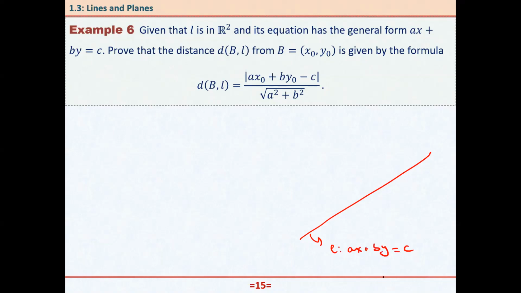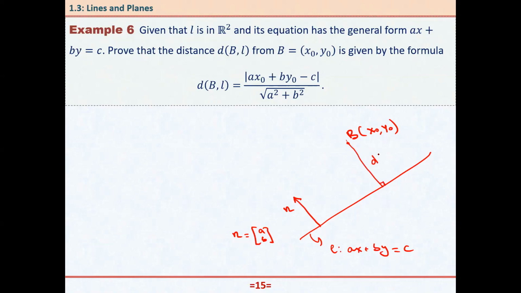And if you remember, when the equation is given in this form, it has a normal, let's say n. And what are the components of this n? That is just a and b, right? Because a and b times x and y equal just a constant number. We talked about this in the first section of this chapter. All right. And we are given a point here, somewhere here. Let's say this one is B, whose coordinates are x sub 0 and y sub 0.